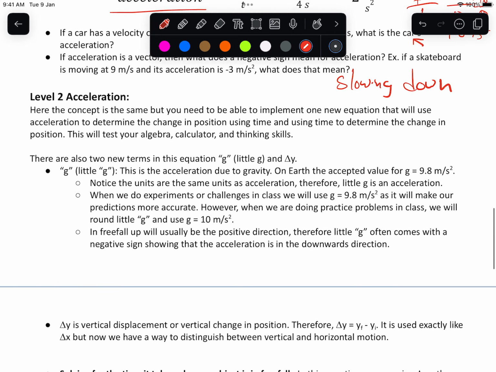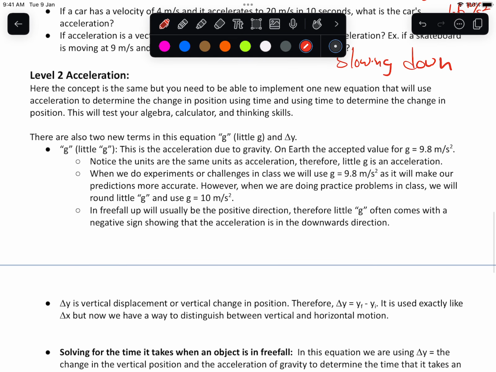Now, here comes level 2 acceleration. It's the same idea, but we're looking at things accelerating because of gravity. And gravity we call g, or little g. And we're also using change in y. So we've been using change in x for things going this way and that way. Now we're going to use change in y for objects going up and down.